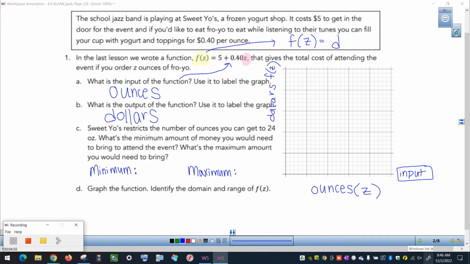Okay, so let's start to think about the minimum. Remember back in the story, it said that it cost us $5 to get in the door. You don't have to buy frozen yogurt, so you don't actually have to fill up a yogurt cup and pay the 40 cents per ounce. So if we didn't get any yogurt at all, essentially 0 ounces of yogurt, we would still need to bring $5 just so that we can get in the door. I'm going to make a little note here that that would be the scenario when the number of ounces is equal to 0.